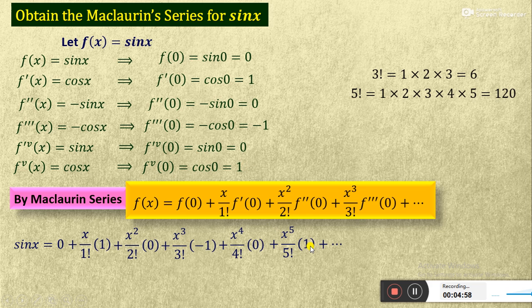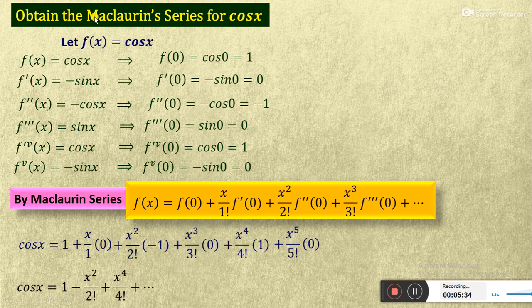So the equation is x by 1 factorial minus x cube by 3 factorial plus x power 5 by 5 factorial. This is the answer for sin x. So therefore sin x equal to x by 1 factorial, x, minus x cube by 3 factorial plus x power 5 by 5 factorial. This is the answer for sin x. So the sin x expansion is x minus x cube by 3 factorial plus x power 5 by 5 factorial plus etc.